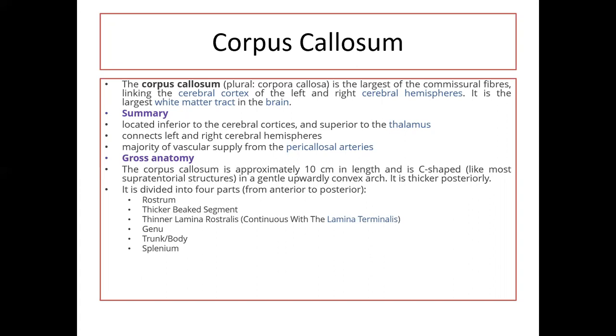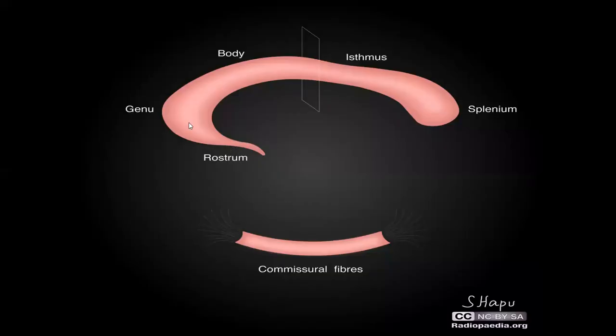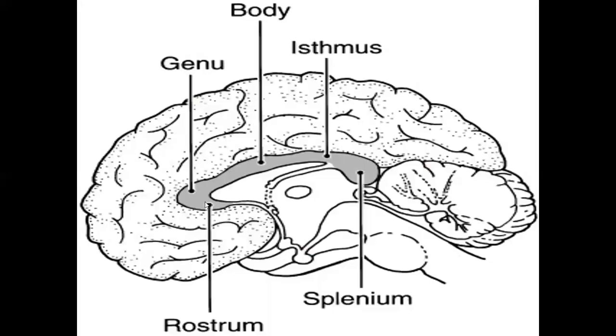Gross anatomy: it is 10 cm in length and C-shaped. It is a gentle upward convex arch. It is thicker posteriorly. It has mainly four parts: rostrum, genu, body, and splenium. So you can see here, this is the rostrum, anterior, genu, body, isthmus, and splenium. This is a white matter fiber tract connecting the right and left cerebral hemispheres. Again, this is the rostrum, genu, body, splenium, and isthmus.